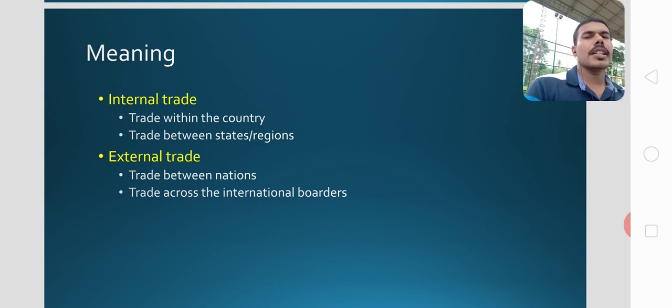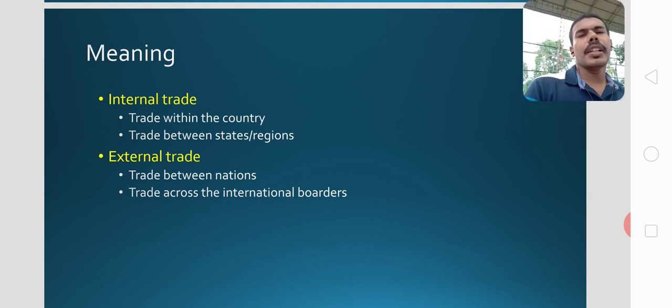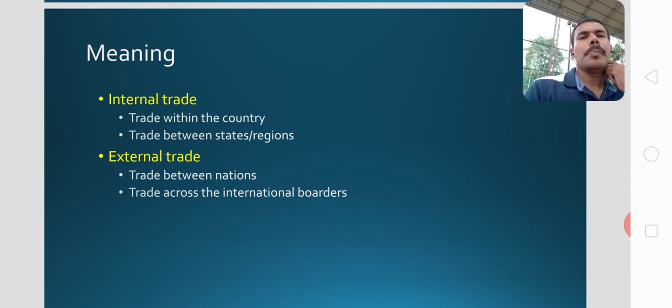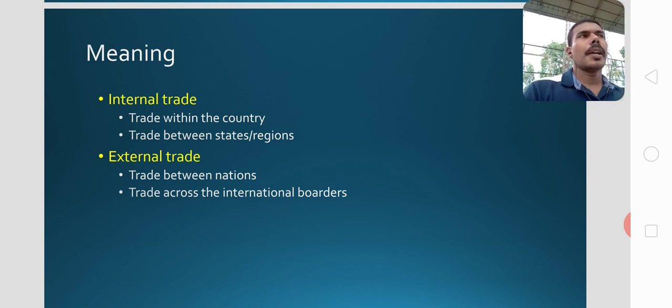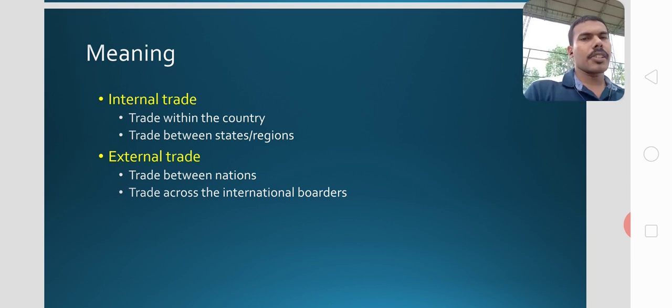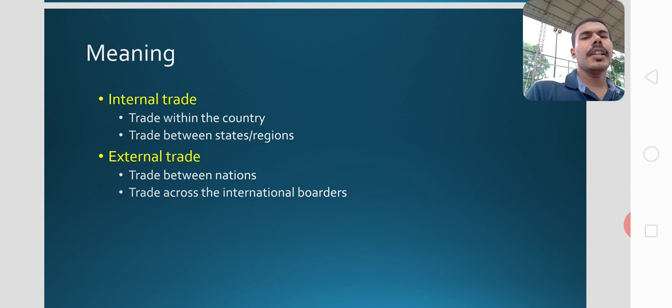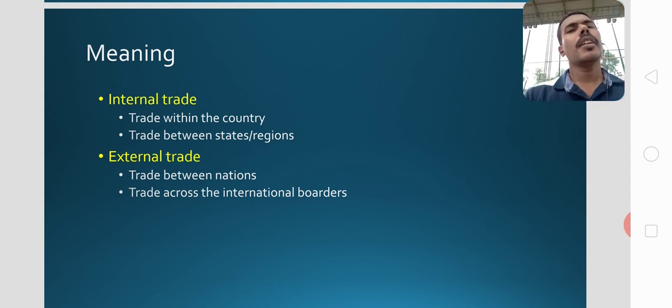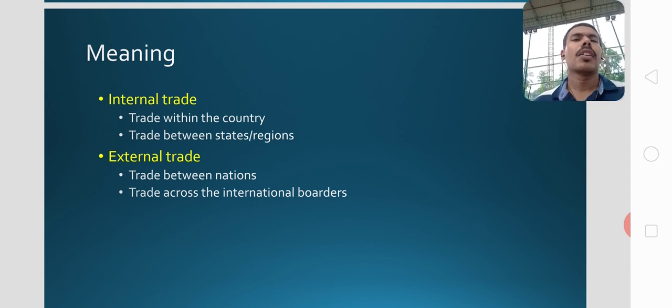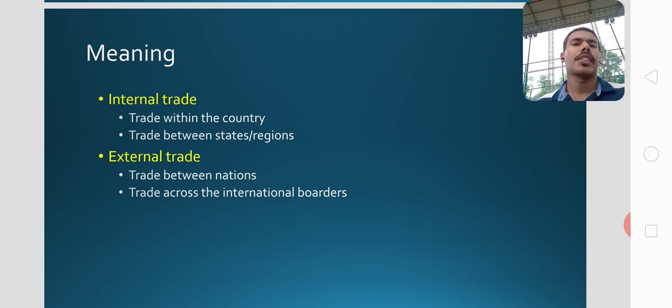Similarly, external trade is the trade between nations, the trade between India and China. We import so many commodities from China. That is our external trade. United States imports so many commodities from India. That is the external trade. So trade between nations is external trade. Trade between states or regions or provinces in a country is called internal trade.